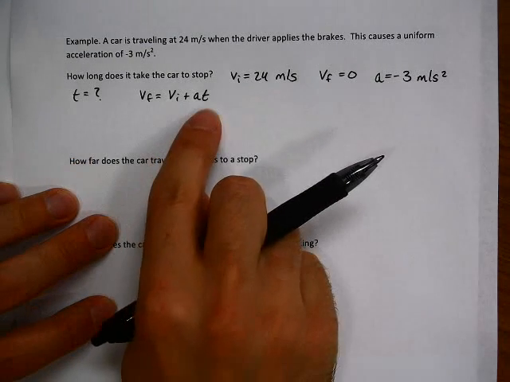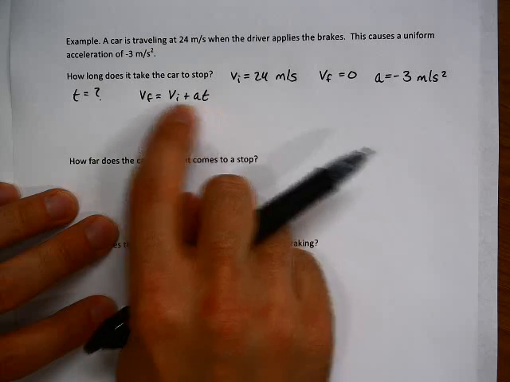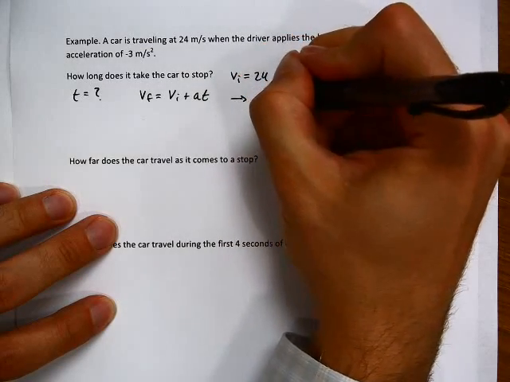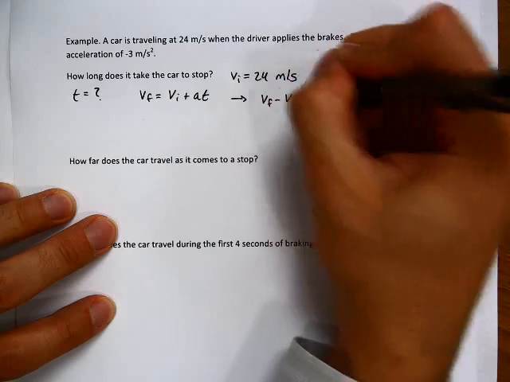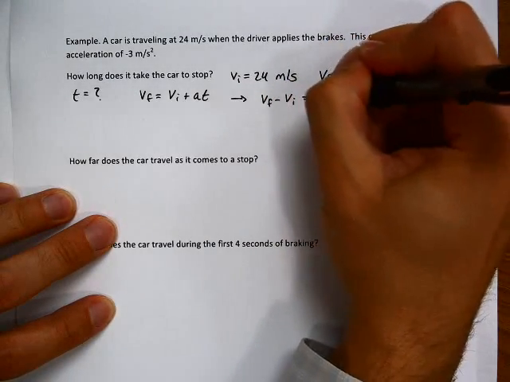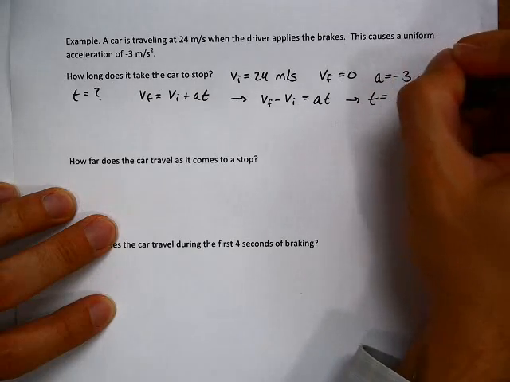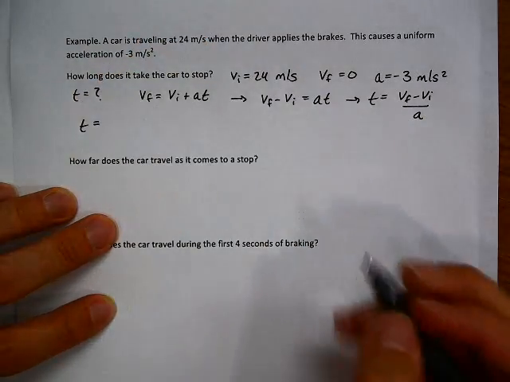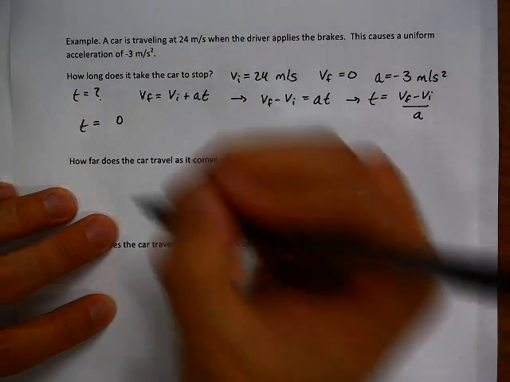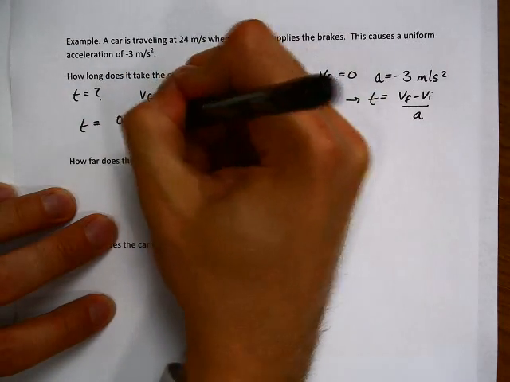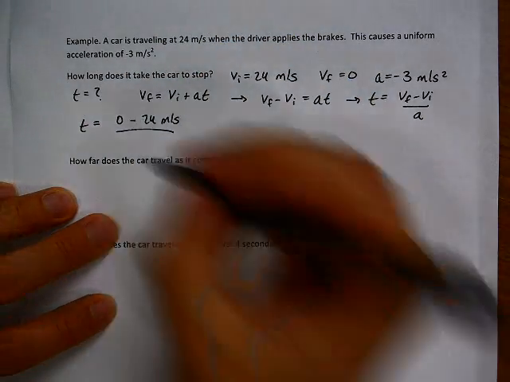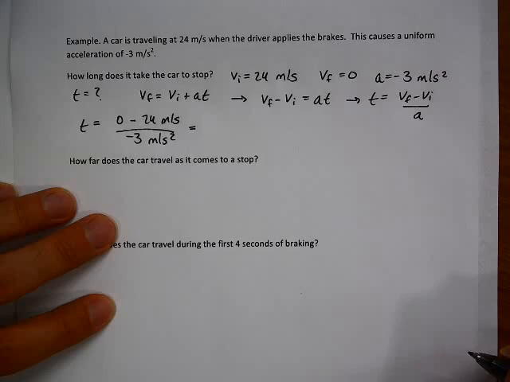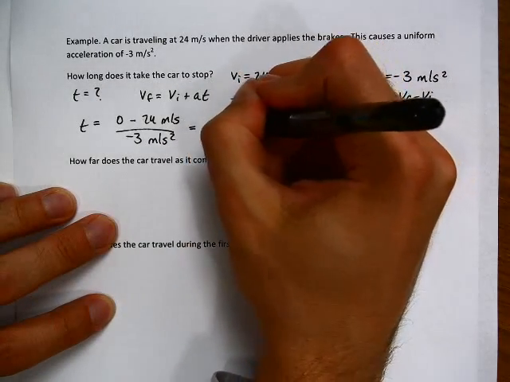It is a good practice to solve for the variable that we need instead of plugging in the numbers first and then solving. And so we solve for t before plugging in numbers. The time is final velocity of 0 minus initial velocity of 24 meters per second divided by an acceleration of -3 meters per second squared, and that comes to 8 seconds.